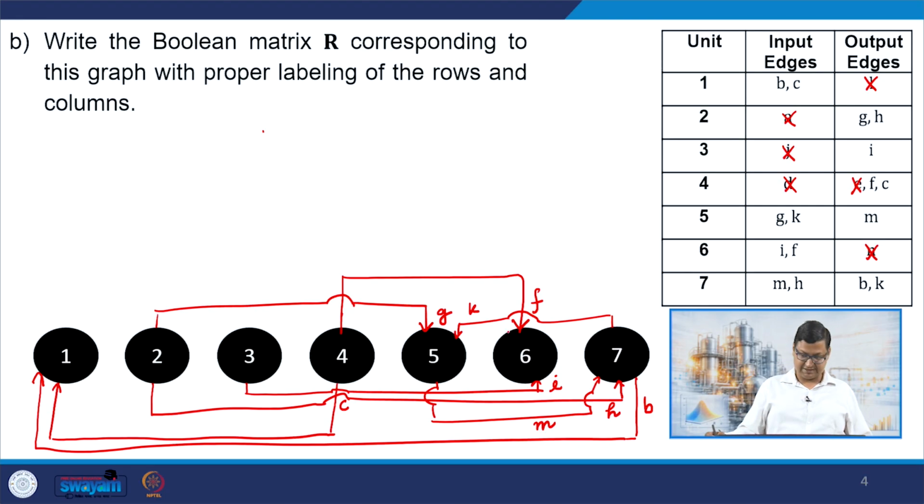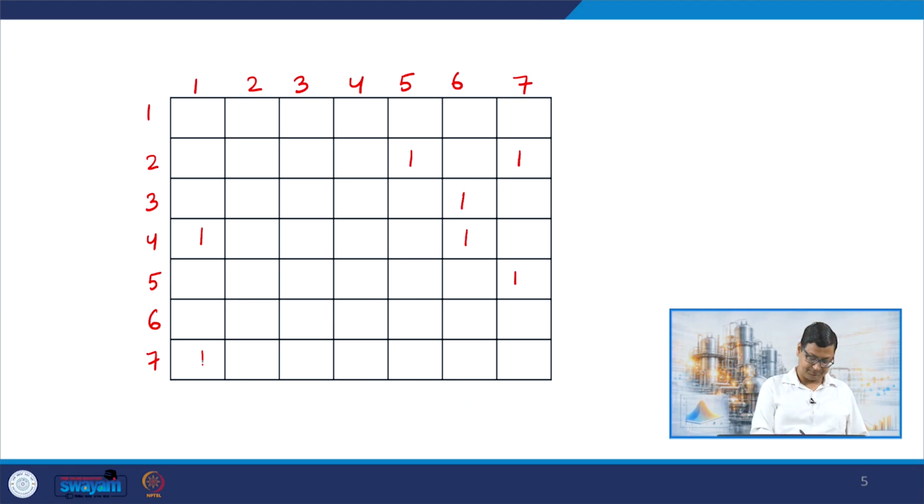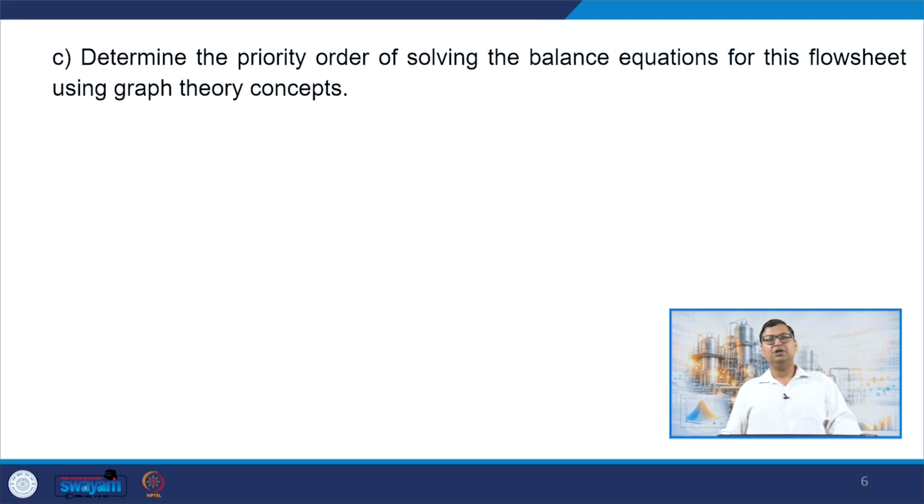and from 6 there is no output. From 7 there is an output to 1 and there is an output to 5. So, I have 1 and 5 coming there. So, now we want to do the priority order of solving these equations using graph theory concepts, right.